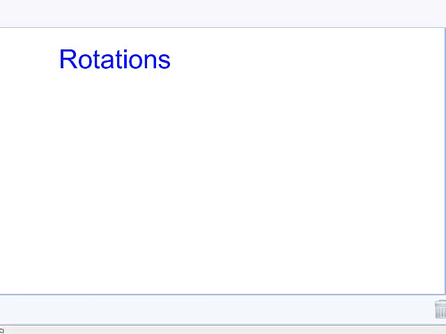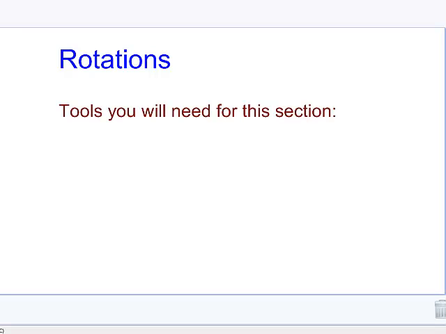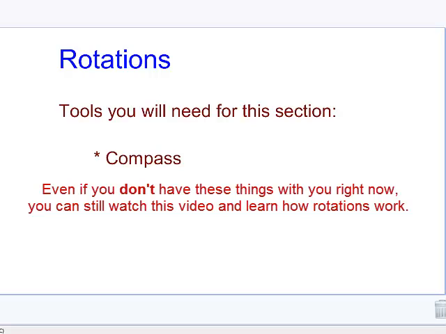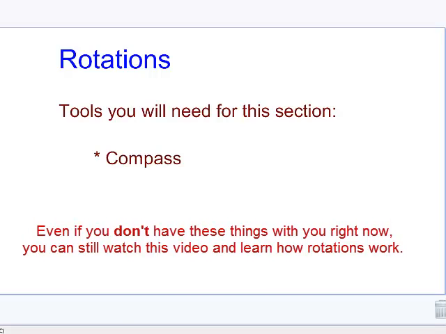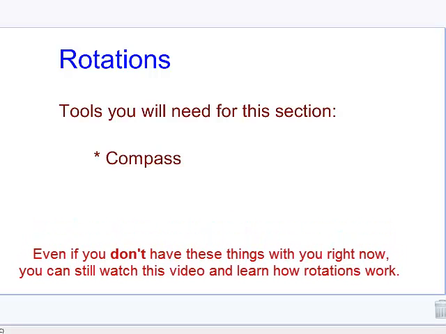Today's video is on a transformation known as a rotation. Now you're going to need a couple physical tools to really do a good job in this section. First thing you're going to need is a compass. I'm not talking about the type of compass that would help you find your way out of the woods if you were lost. I'm talking about the kind of compass that'll help you draw a circle.